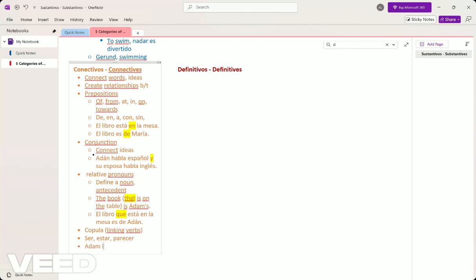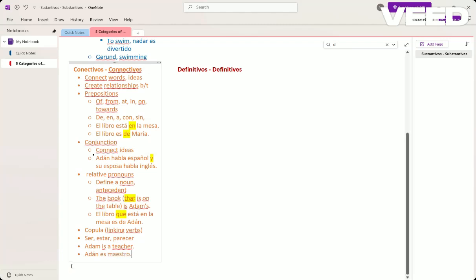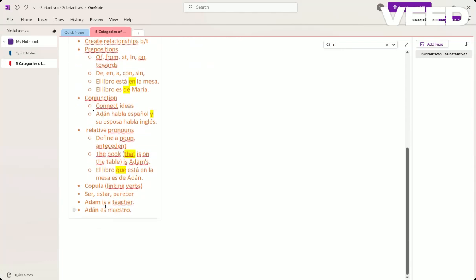So if I say Adam is a teacher, Adán es maestro, basically this word here, es, is an equal sign because maestro and Adán point to the same entity. As opposed to Adán habla español, where español is a different entity than Adán. So the word es is the most important word because it describes reality. It describes what things are in the world we live in. It links maestro with Adán. It equates teacher with Adam. That is what we call a copula.